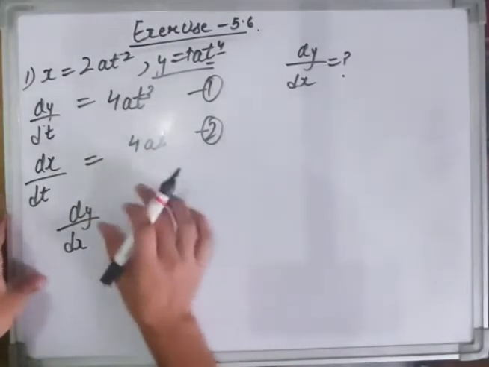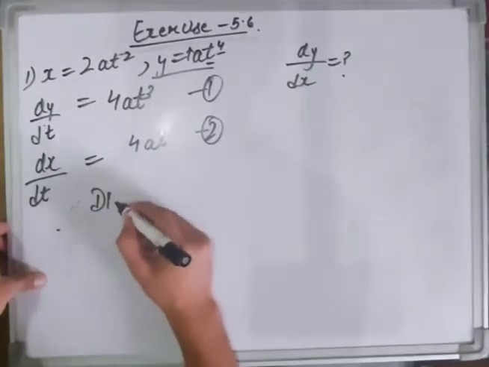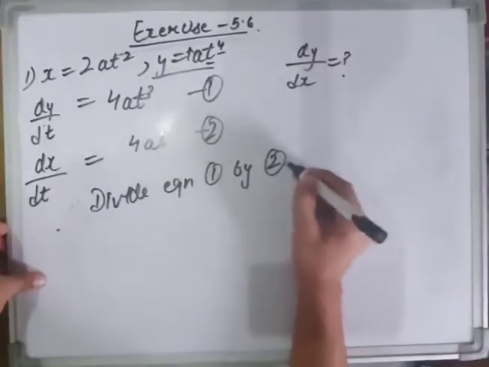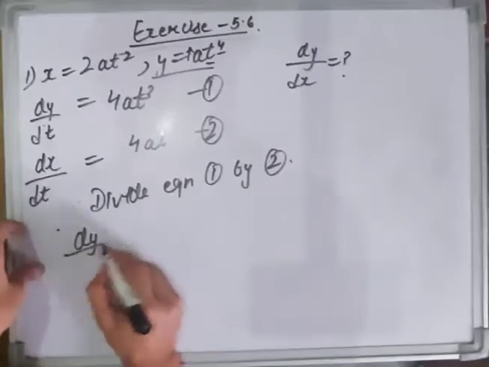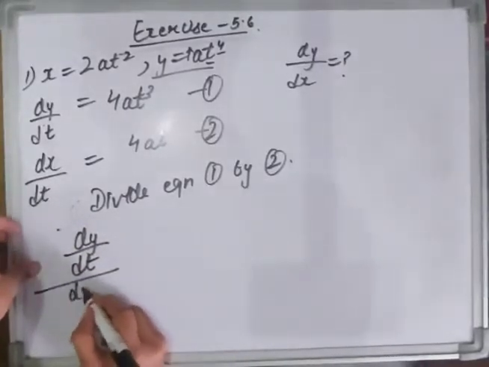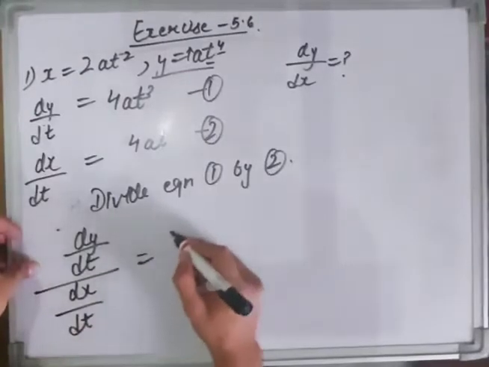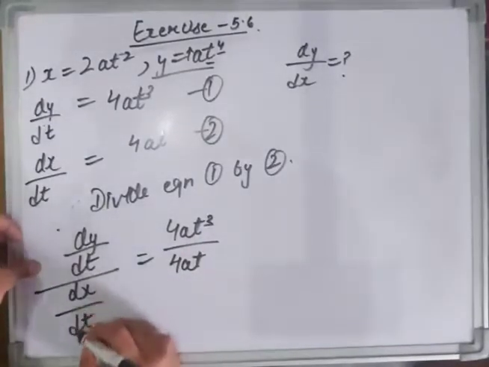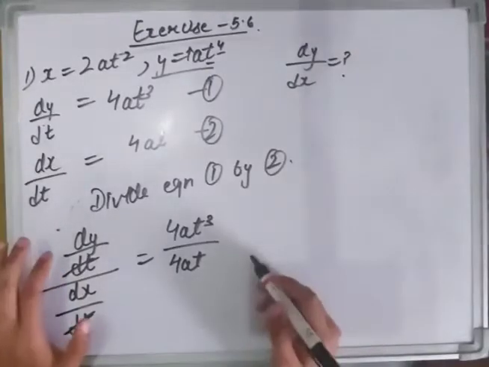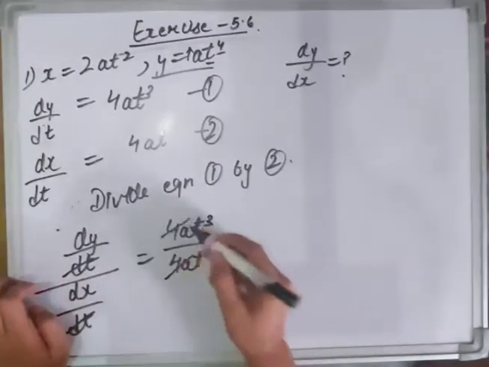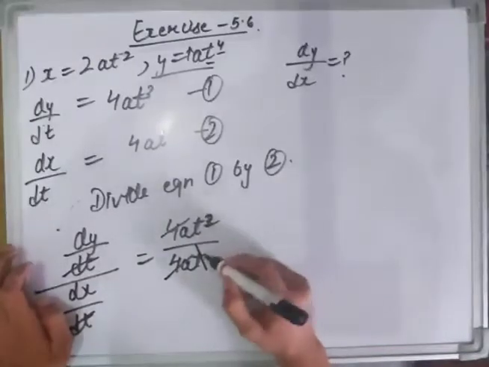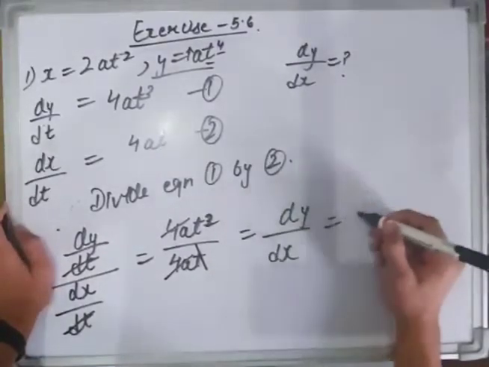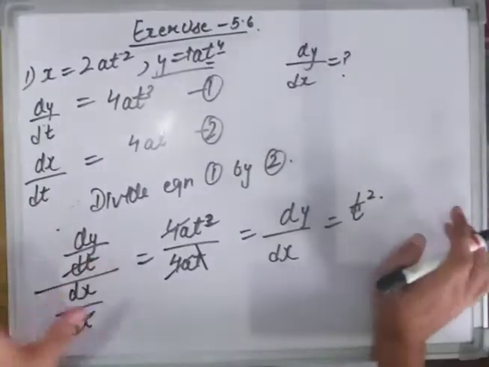You can name these equations 1 and 2, and then you can write here: divide equation 1 by 2. dy upon dt upon dx upon dt, which is 4at cube upon 4at. dt cancels with dt, and here we have dy upon dx, and 4a cancels with 4a, and t with t cube, we have dy upon dx equals t square. The rest of the part cancels each other.